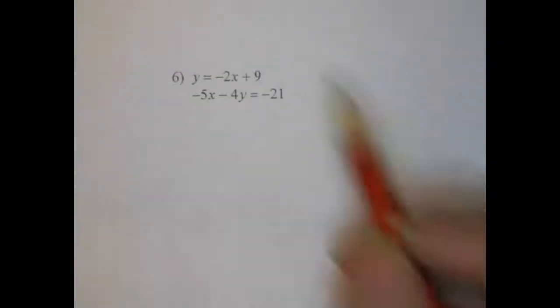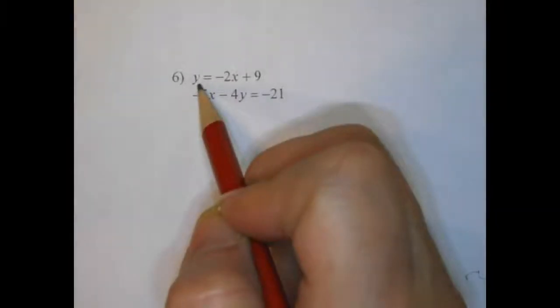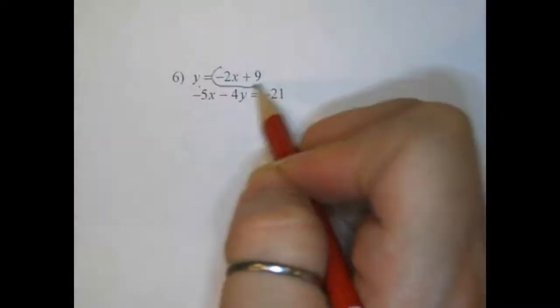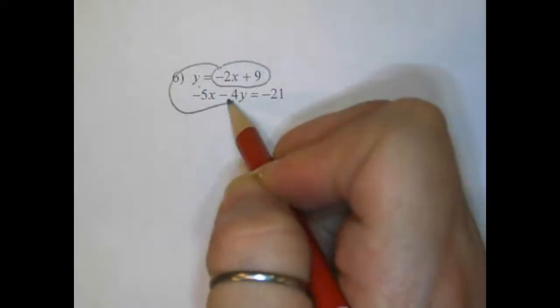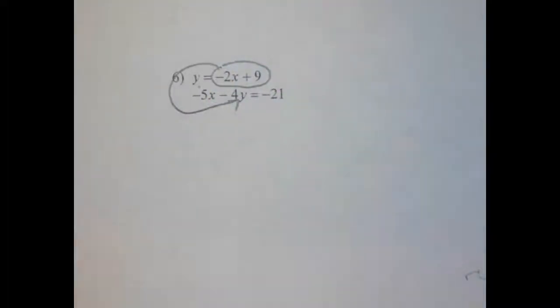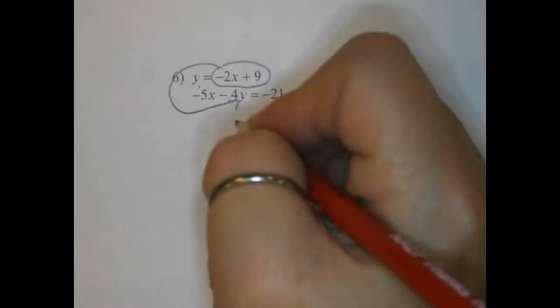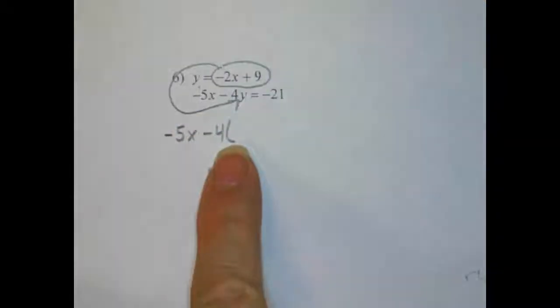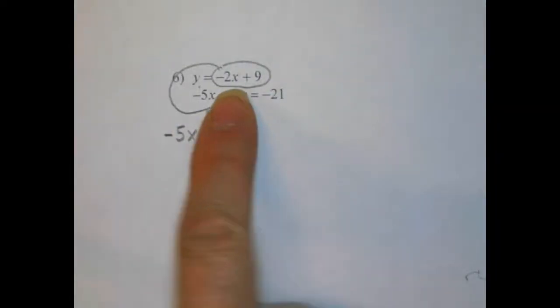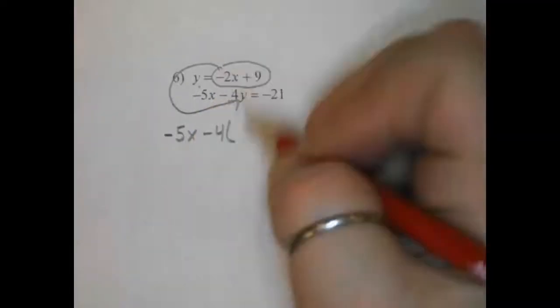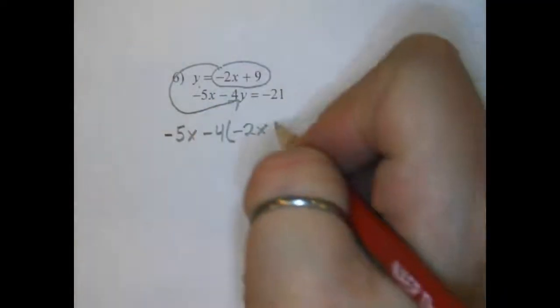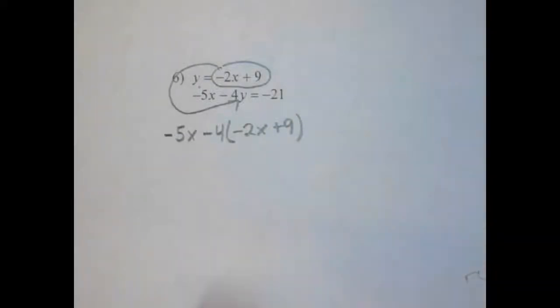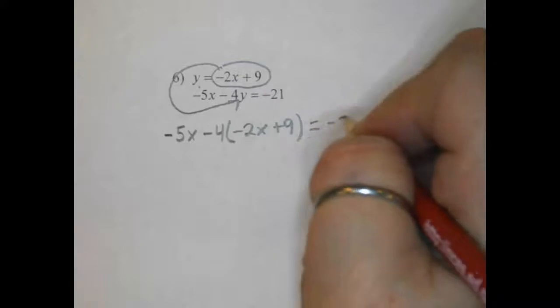Okay? So I'm still going to circle what I know y is equal to, right? So I'm still going to circle that. And I'm going to draw an arrow to my y. Okay? Now, second step is I want to rewrite my equation. So I have -5x minus 4. I'm going to put my beginning parentheses because I'm not going to write y. I'm going to write what y is equal to. So I have a -2x plus 9. Close my parentheses and then finish my equation is equal to -21.